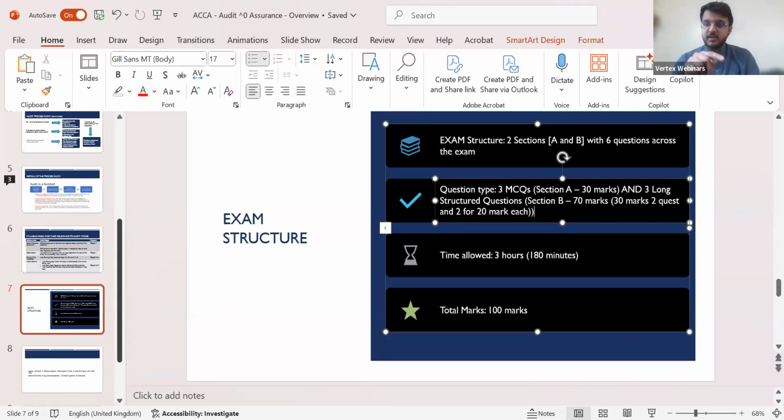In section A, you have got 30 marks, right? And you have got 3 MCQs, 10 marks per MCQ, right?